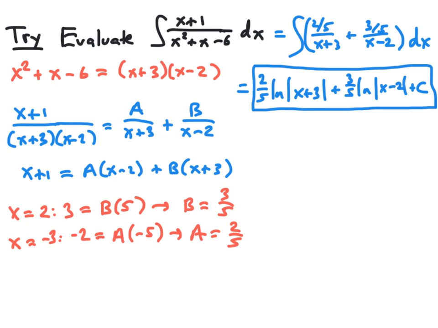We can multiply through by the product (x plus 3)(x minus 2) to obtain x plus 1 equals a times (x minus 2) plus b times (x plus 3).